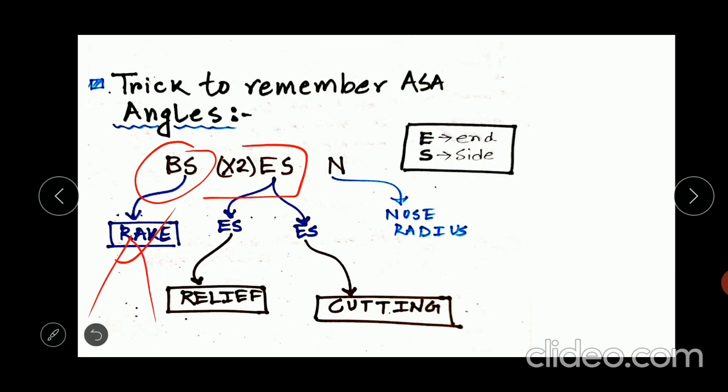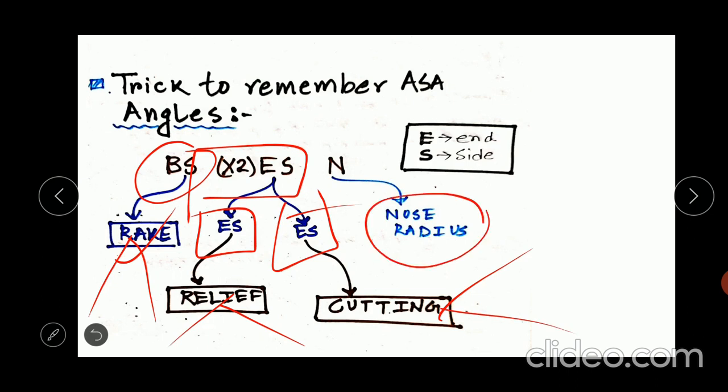ES comes two times, like 2 ES. The first ES represents the 2 relief angles, the end relief angle and the side relief angle. The second ES is related to the cutting part, that is the end cutting edge angle and the side cutting edge angle, and the last one is the nose radius. I hope it's quite simple and useful to remember all those angles in the ASA tool signature system.